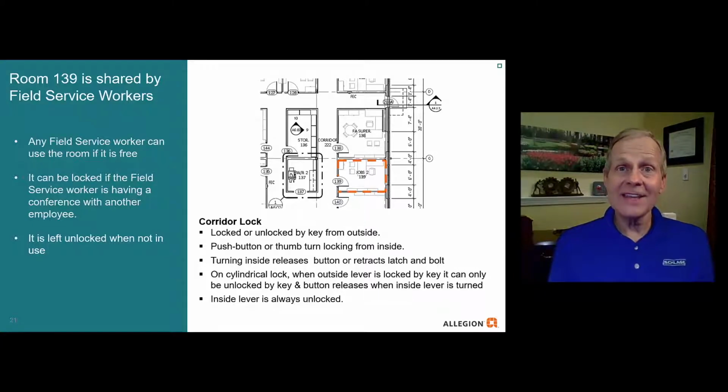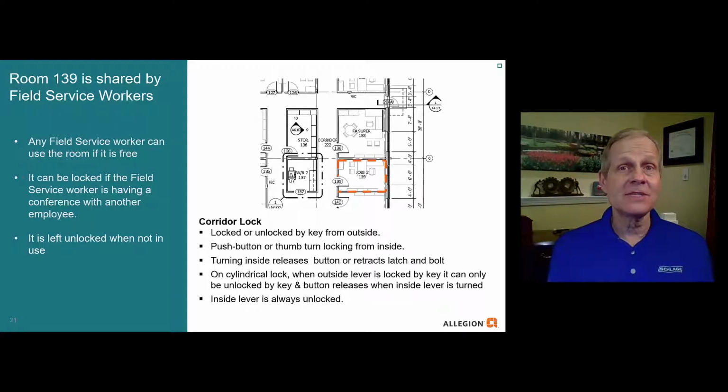Now, if you want to lock this room down for the night, you would have to open the door, close the door behind you, put your key in the outside, turn the key 360 degrees to lock it from the outside. You cannot simply push the button in and slam the door behind you and have it locked. You would have to purposely lock it with a key. This one is also known as a dormitory function.